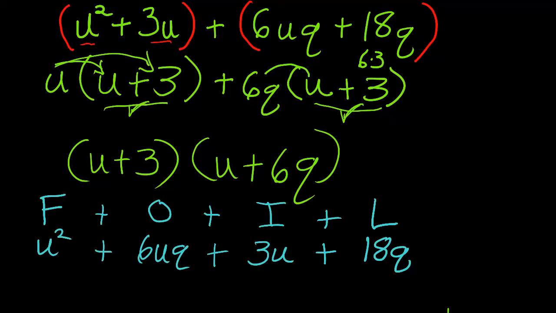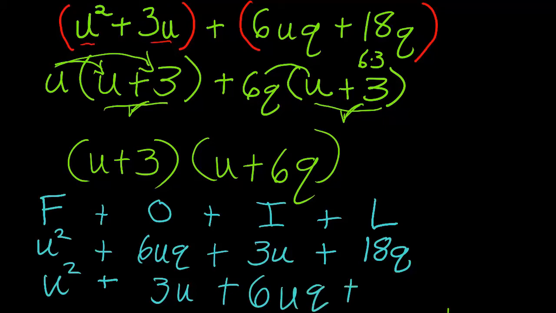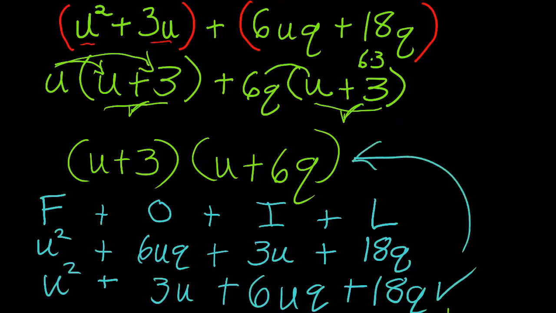And that's it. We can rearrange any terms that are added. So we'll have u squared plus 3u plus 6uq plus 18q, which is exactly what we started with, so that means this is the correct factorization. Talk to you later.